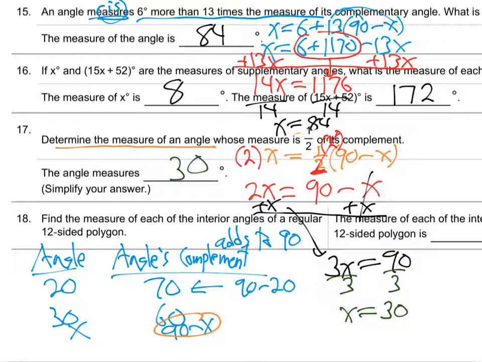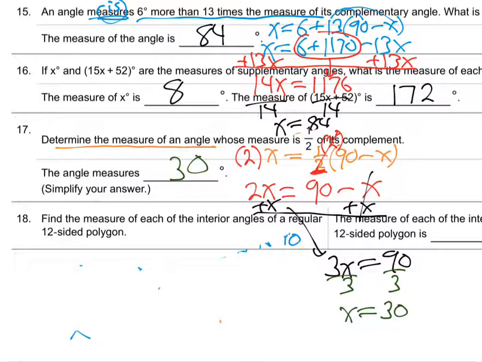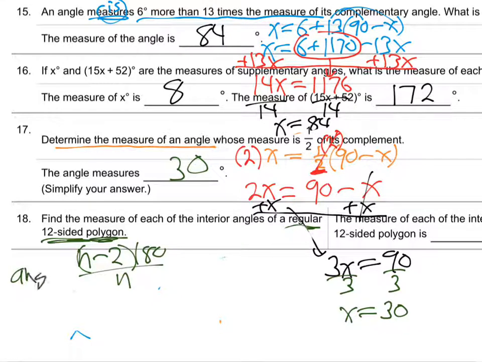Find the measure of each of the interior angles of a regular 12-sided polygon. Let me get rid of this stuff here. A regular 12-sided polygon. Okay, so now to find the measure of each interior angle in a regular polygon, remember how this works. There was a formula for that, and it was n minus 2 times 180 over n. That's the angle inside of a regular polygon.